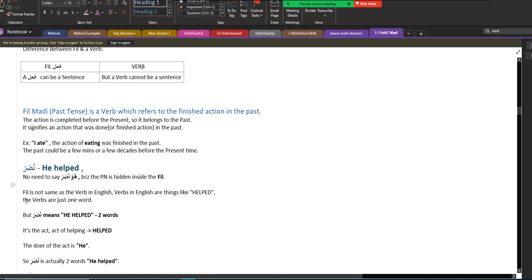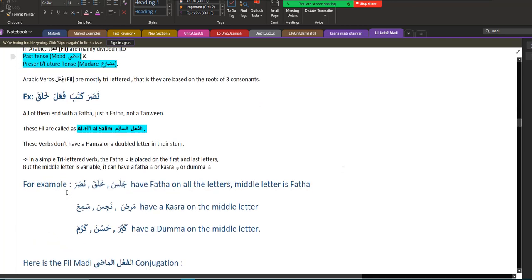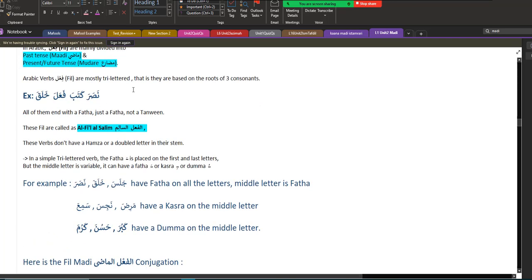nasara. Okay? And the fi'l is not the same as the verb in English. Verbs in English are things like help, just one word. But nasara means two words, that is he helped, and it's the act of helping. The Arabic fi'l or verbs are mostly tri-lettered. It has three root letters. Like if I say khalaqa, how many letters are there? Three root letters. Kha, lam, and qaf. Or fa'ala, kataba, and nasara.